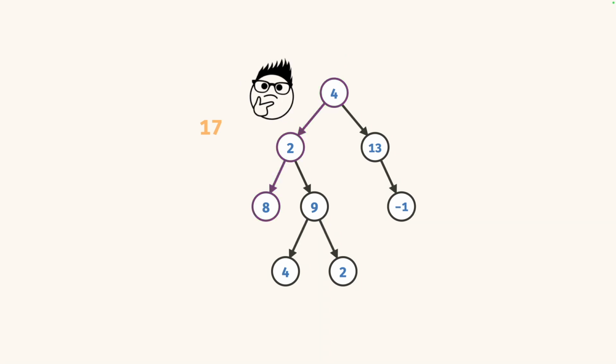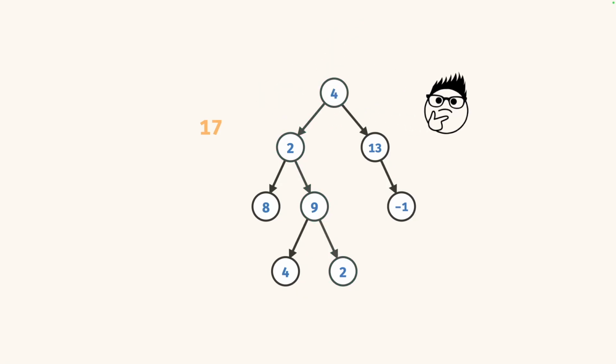Let's look at another path like this one. If we sum up the values here, 4 plus 2 plus 9 plus 2 gives me a sum of 17. And that actually matches the target sum that I'm looking for. So this is why in this example, we should return true because we can find a full path that sums up to the given target.